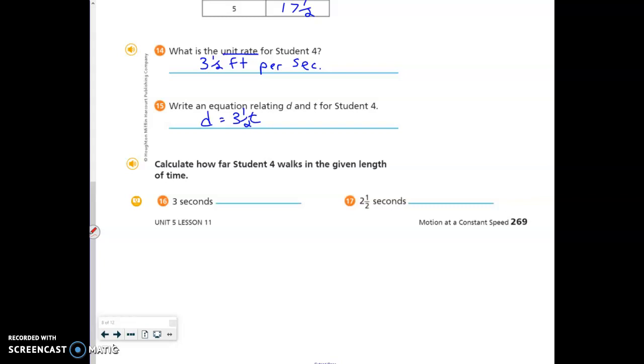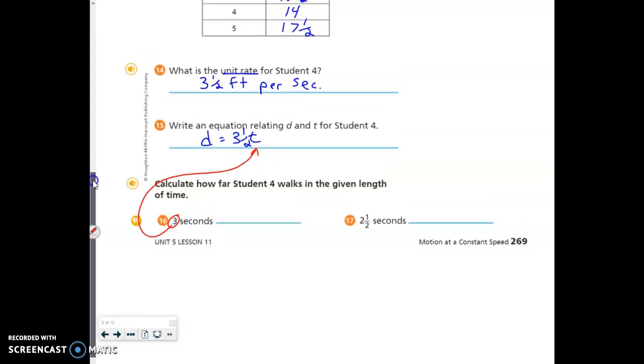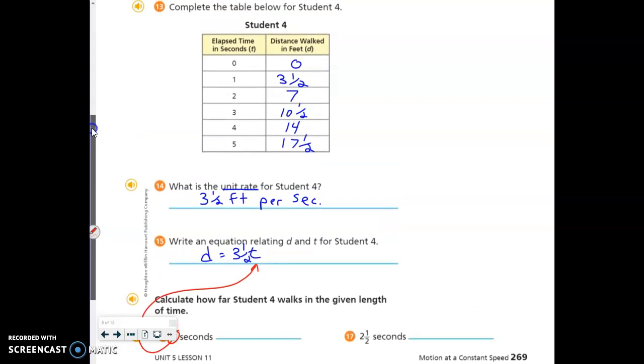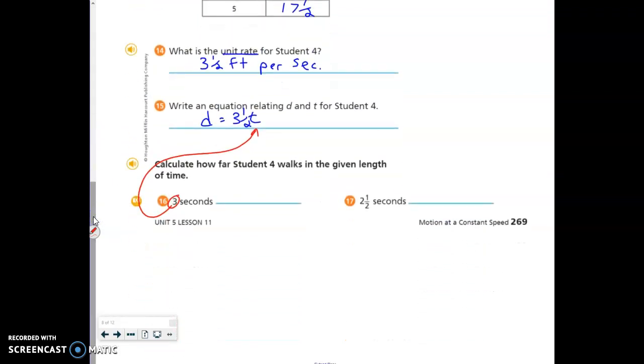That simply means we need to take this 3 and plug it in for the variable t and multiply it out. Remember, when the variable is next to the number, we simply have to multiply in that situation. Or we could go up to the table we just created and realize that at 3 seconds, student 4 will have walked 10.5 feet.